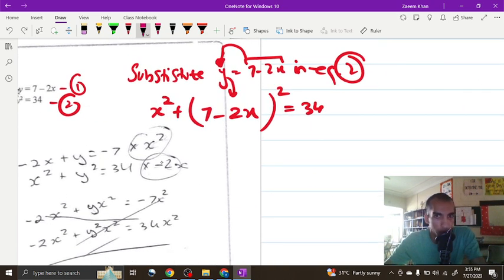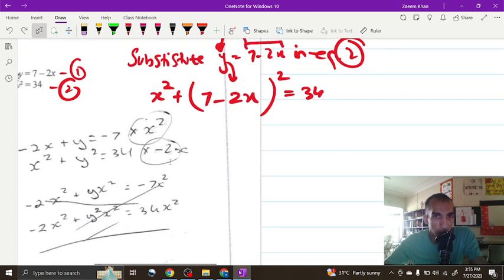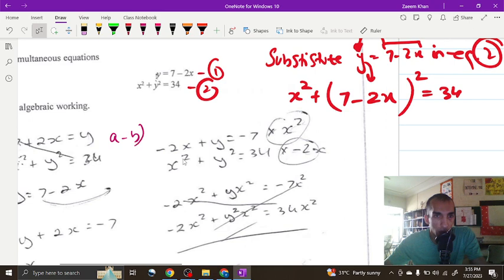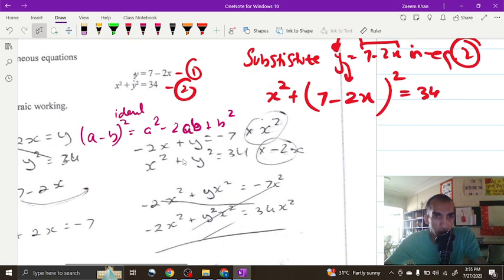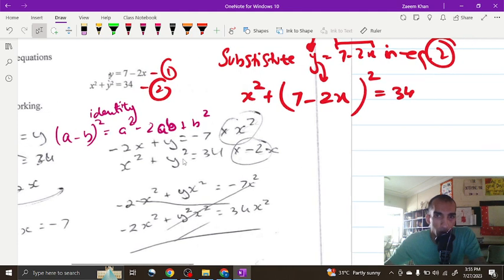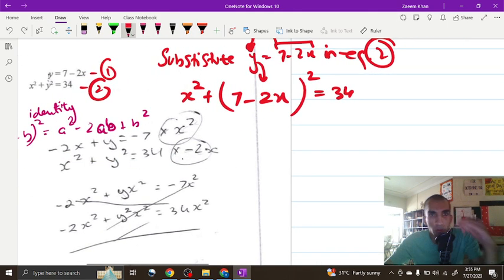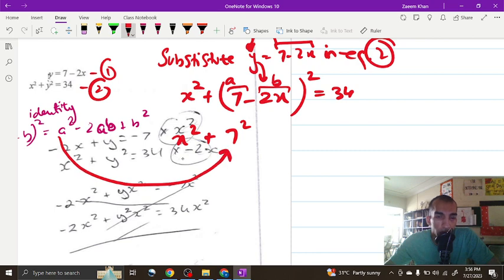Are you familiar with this? You must have seen it by now. That's called an identity. There are three identities in your course. Over here, you got this one. So instead of just squaring every term, this is how we're supposed to open it. A square plus B square minus 2AB. This is your A, this is your B. So instead of A square, we're going to write 7 square minus 2 times what's your value of A?